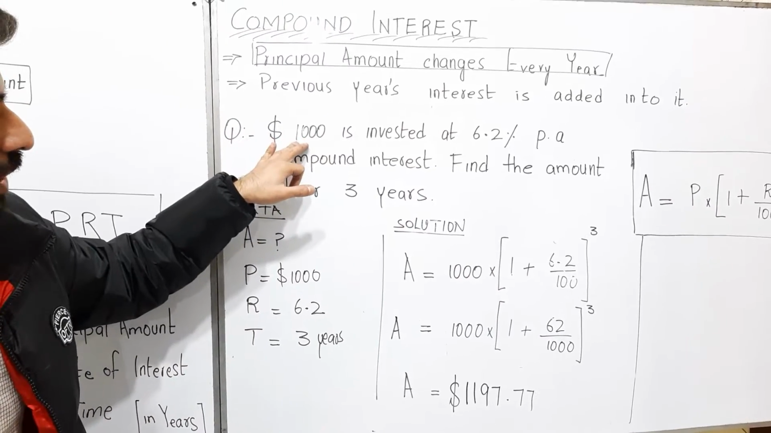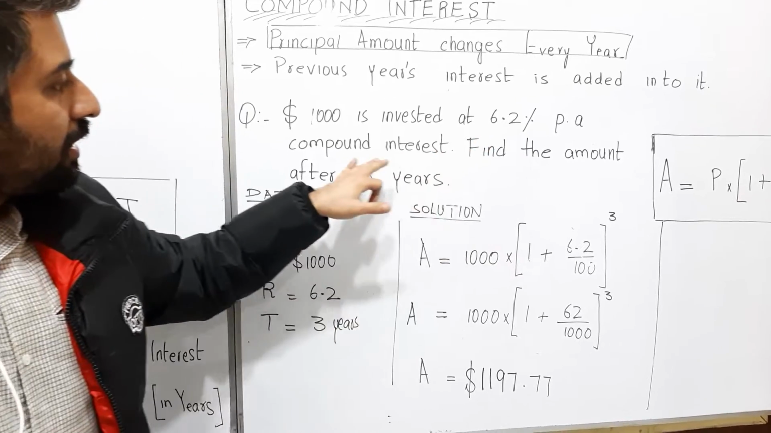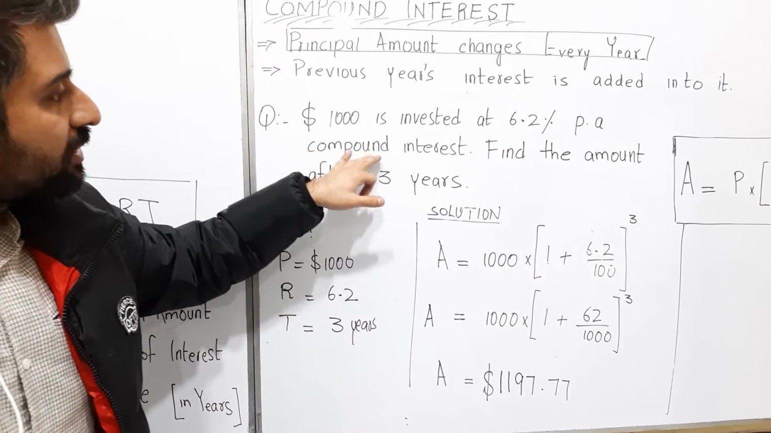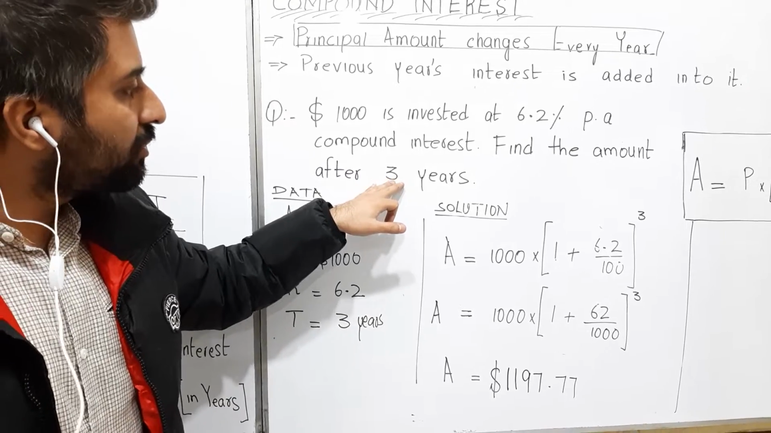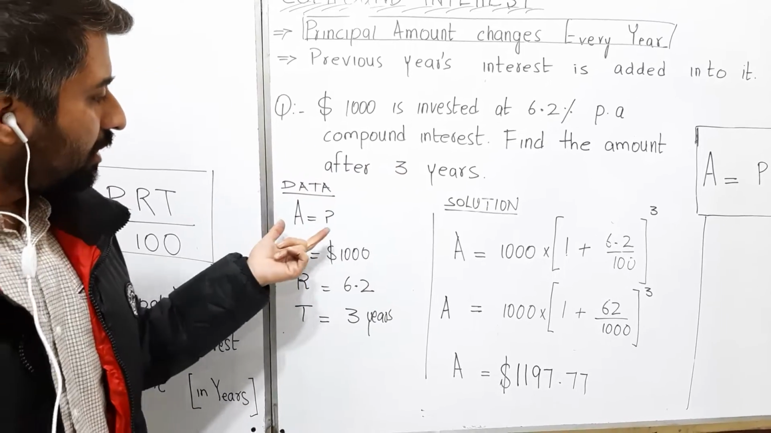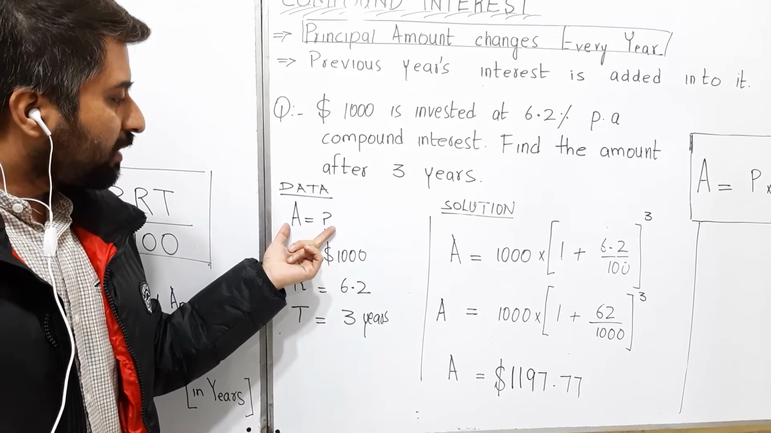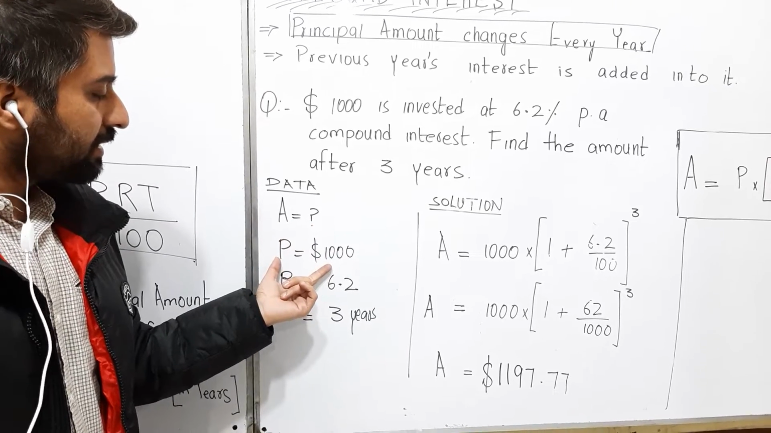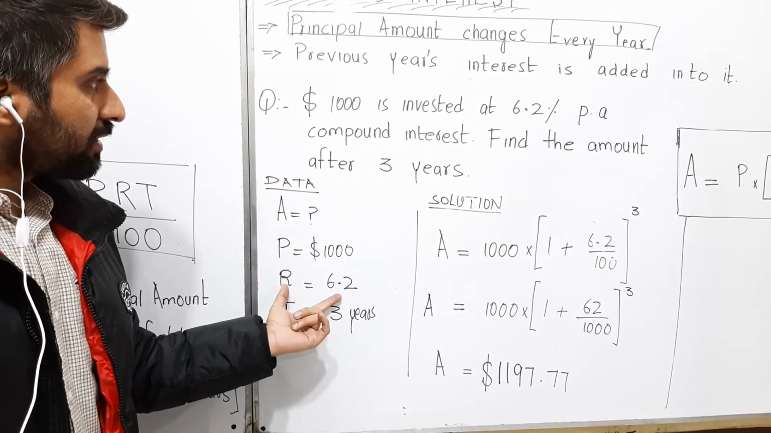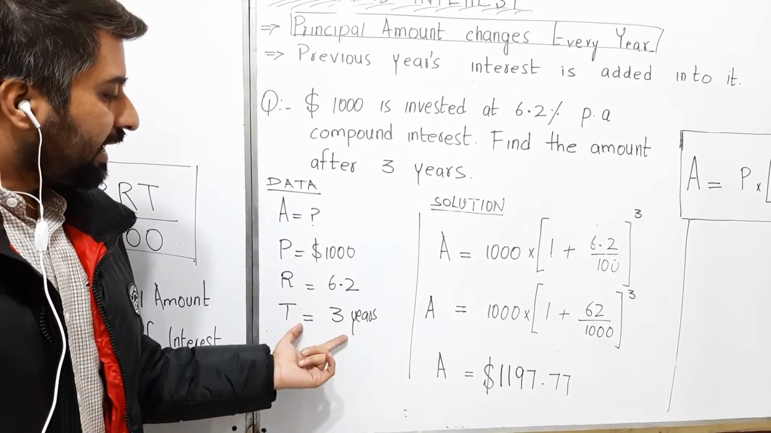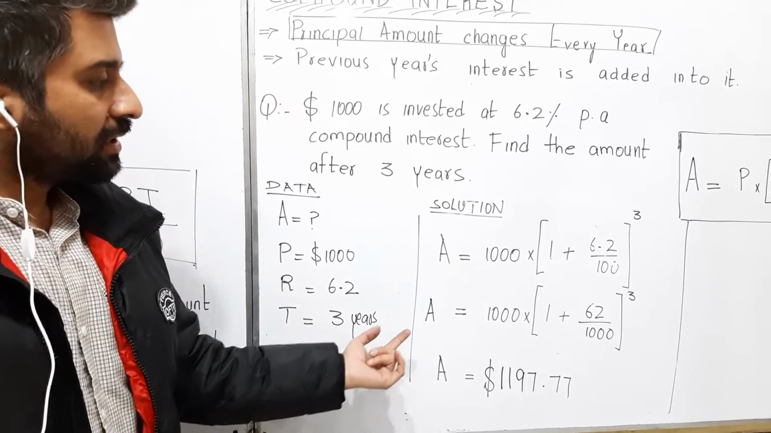We invested $1000 and the rate of interest was 6.2, and you have to compute compound interest. We need to calculate the amount after 3 years. So we need to find A, that is the total amount including principal and interest. P is the principal amount, which is $1000. R is the rate of interest, which is 6.2, and T is time, which should be in years.